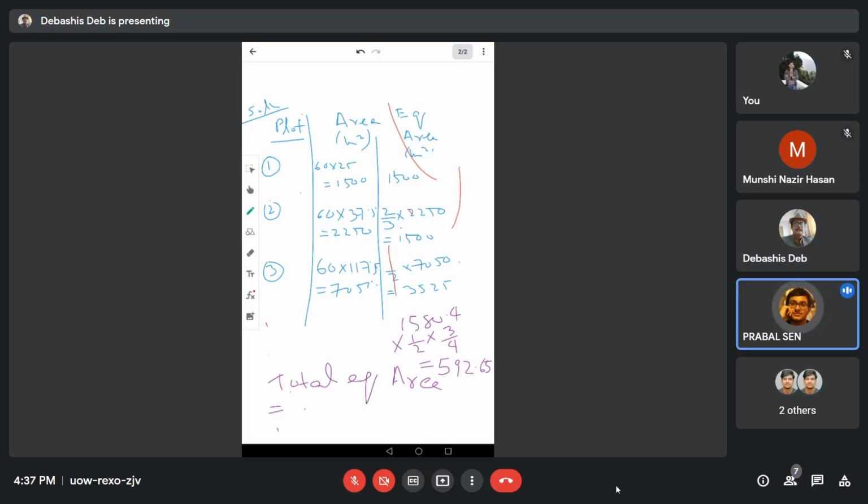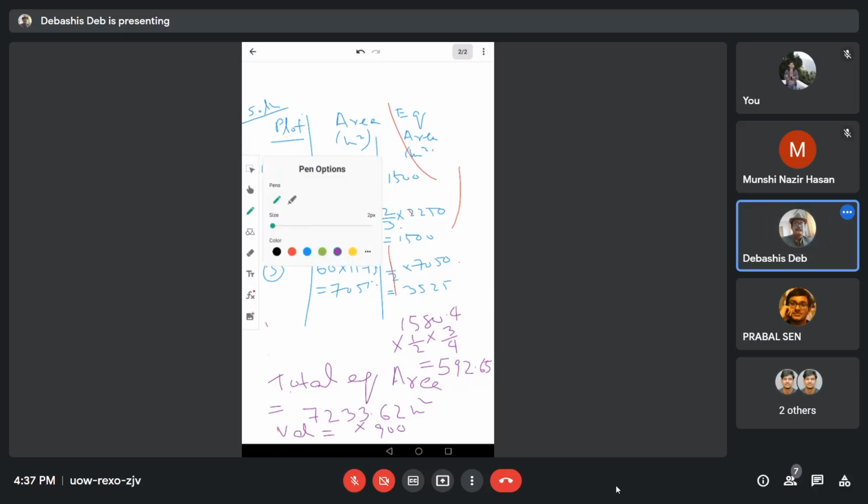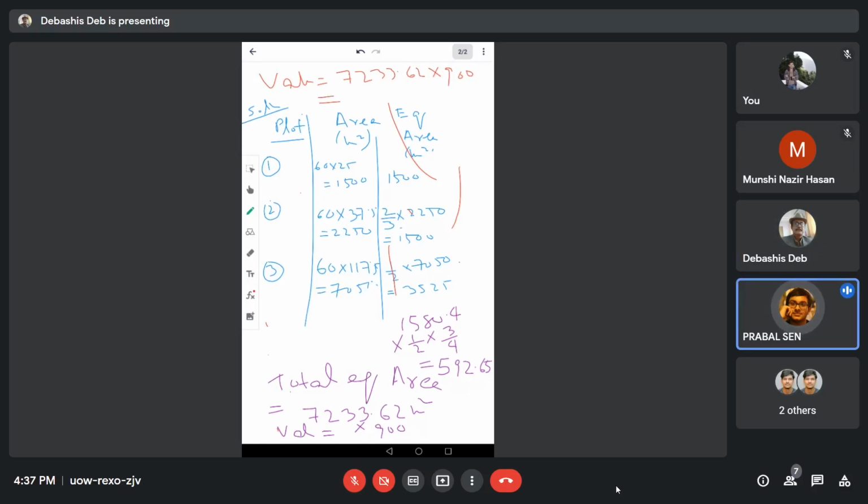So 7233.62 square meter. Then value equals this multiplied by the rate already given, rupees 900. So let me write above again: value equal to 7233.62 into 900. How much? 6510258.